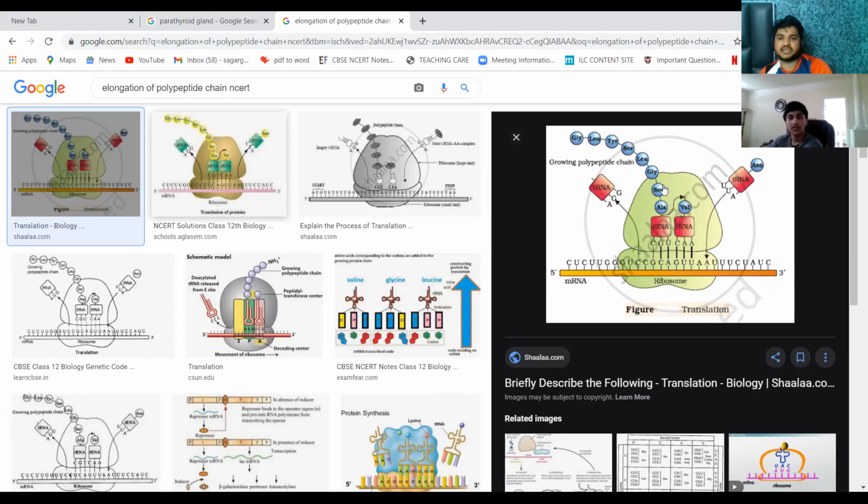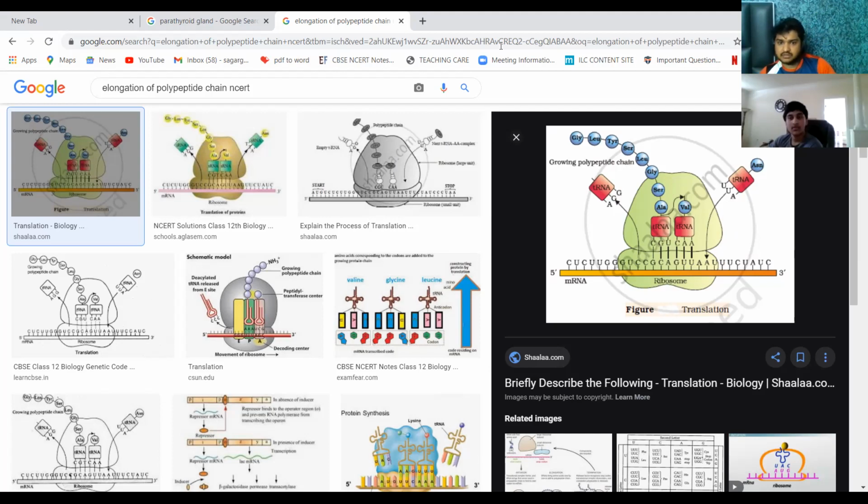This is known as the elongation, the elongation of polypeptide. You have to remember that. Can you see UAA? Whenever there is a stop codon, this process is going to be stopped.